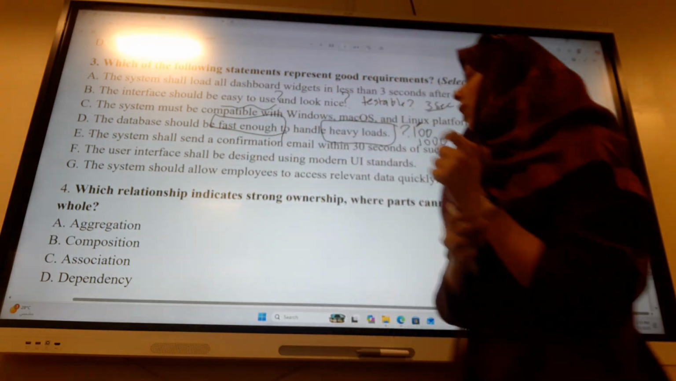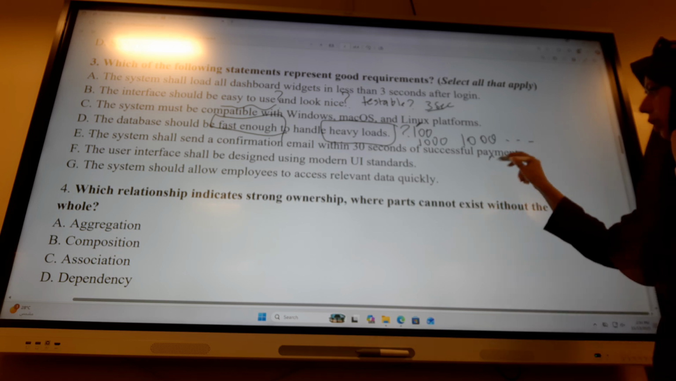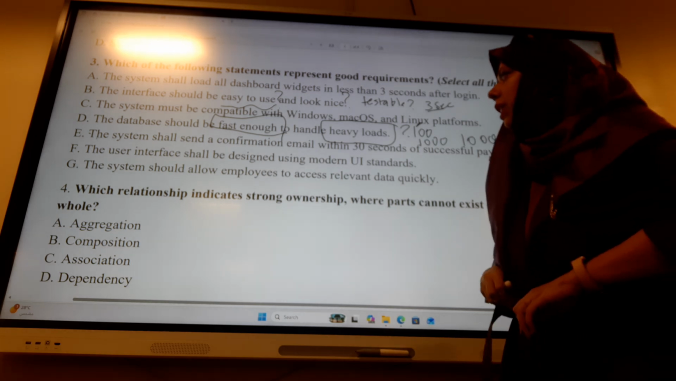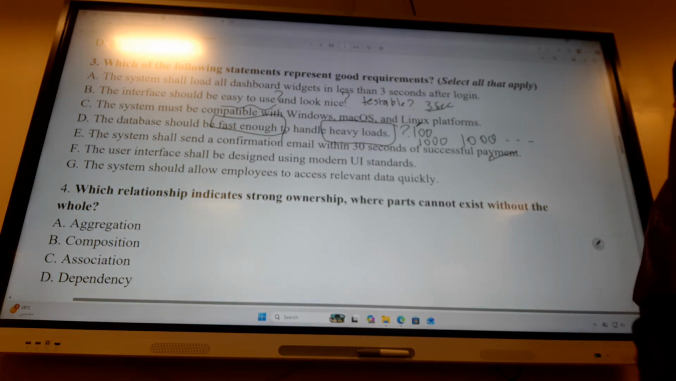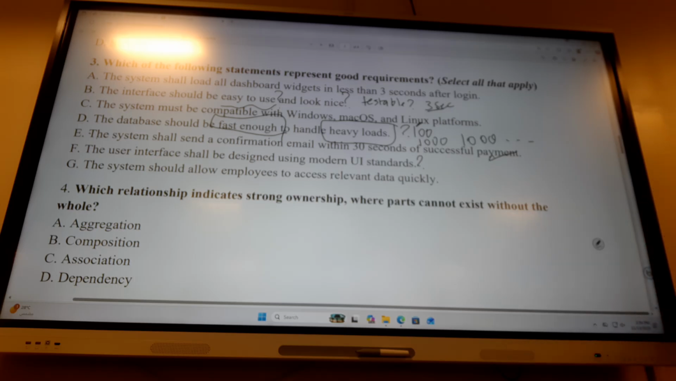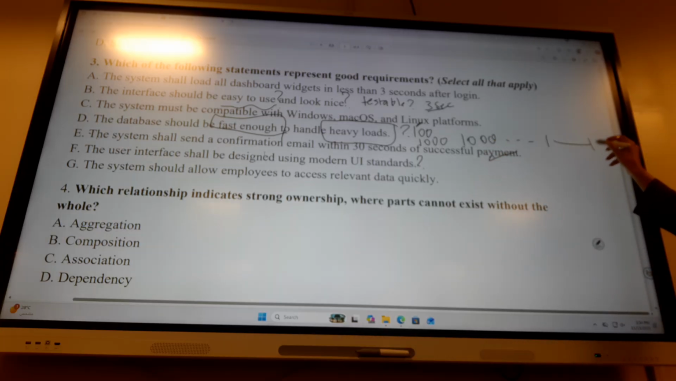The system shall send a confirmation email within 30 seconds of successful payment. Yes. This is good. User interface shall be designed using modern user interface standard. Which standard? IEEE, ISO, ICT. How modern? The newest one? The most recent? What does modern mean? Modern means everything. All the 10 years I can consider modern.